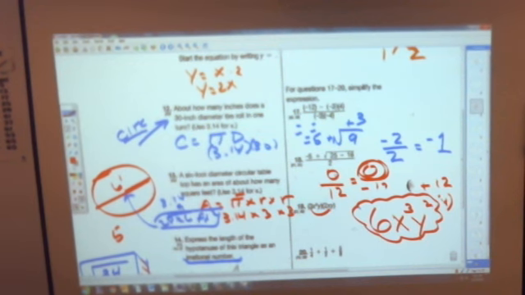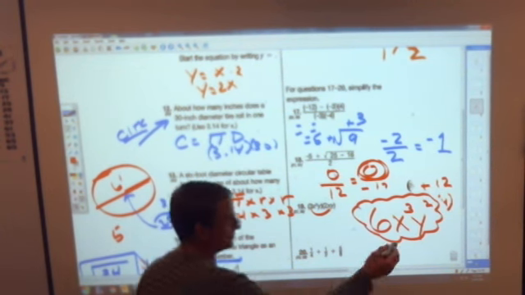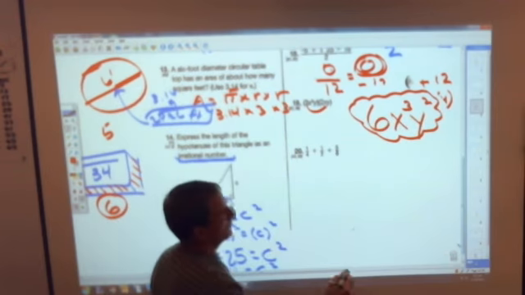Other ones, children, are we done? Romo, you're good? Nordquist? 20? Sure, might as well. We don't have many left to go.